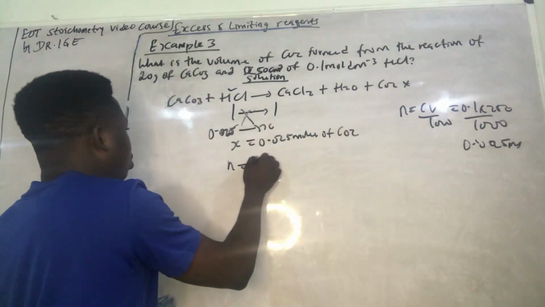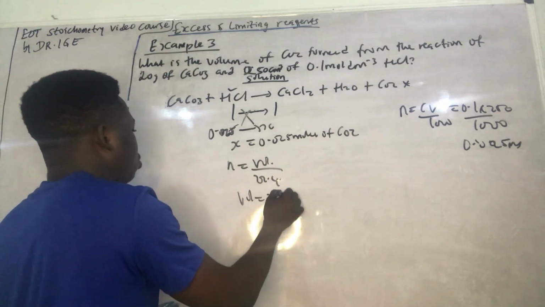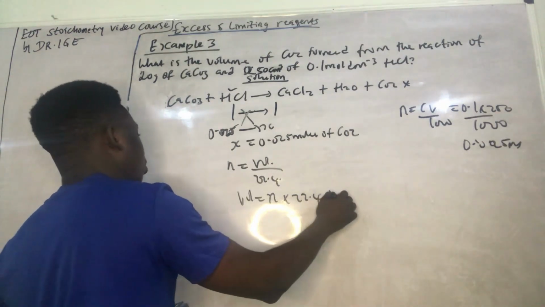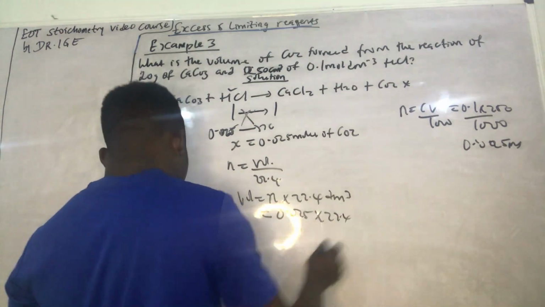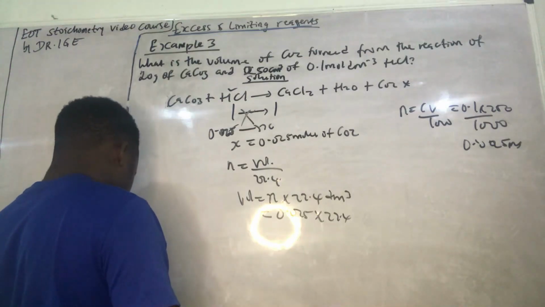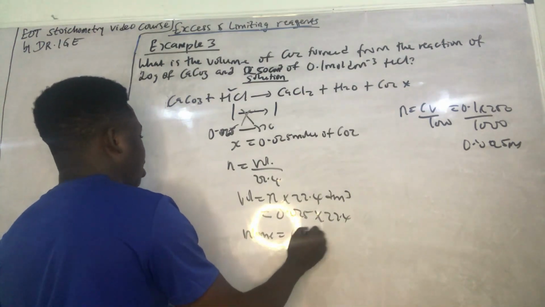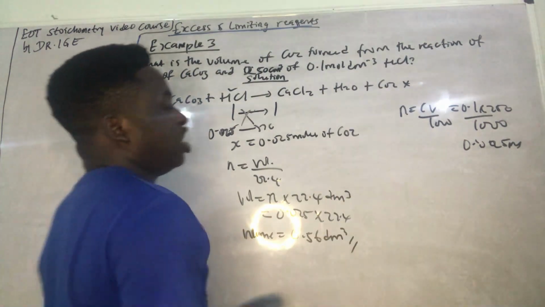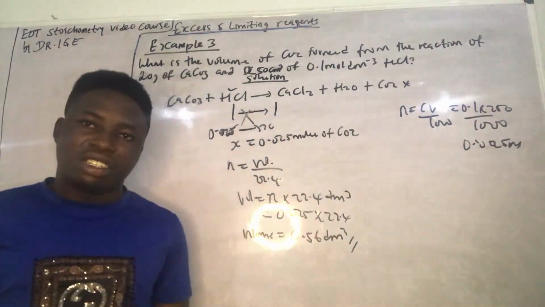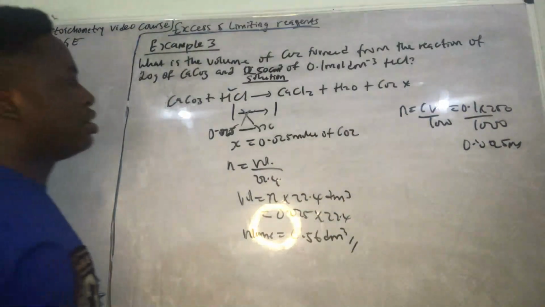But we're looking for the volume, right? Remember that number of moles equals what? The volume we're looking for was 2.4. So the volume we're looking for is what? Number of moles times 2.4 dm cube. What is the number of moles here? 0.025 times 2.4. So we have that the volume is equal to 0.56 dm cube. Now you can use 2400 here to give you the cm cube value. What will determine that is the unit of the volume we have in the options.